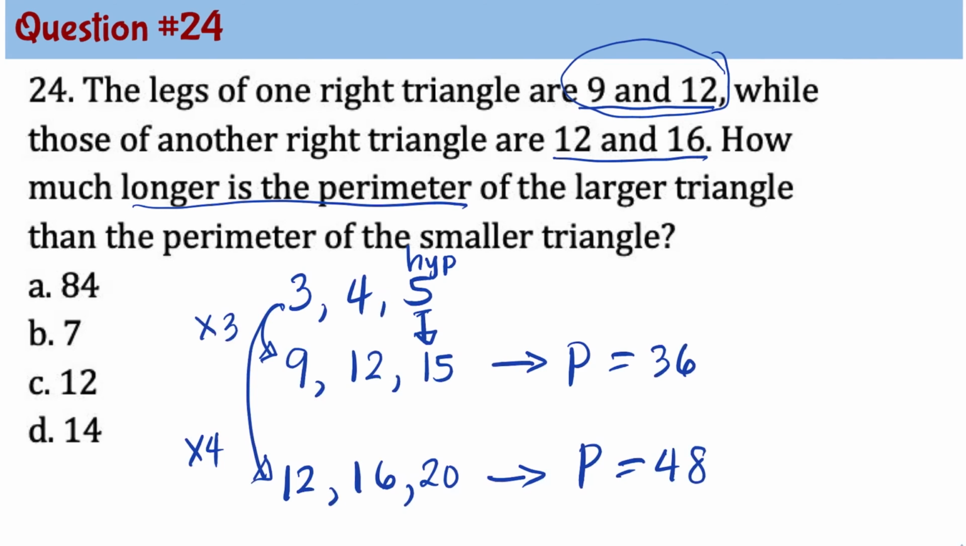And the question is asking you, how much longer is the perimeter of the larger compared to the smaller triangle? So we're simply subtracting these two. So that means the difference is 12. So the answer is letter C.